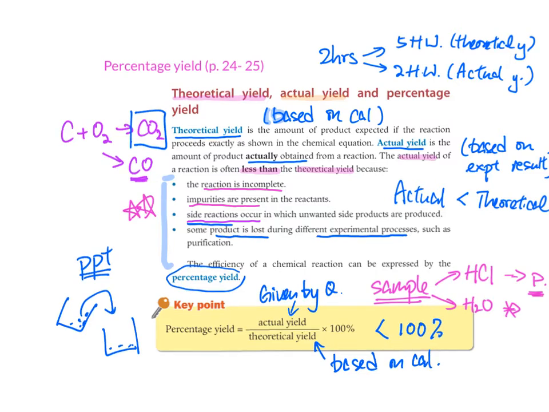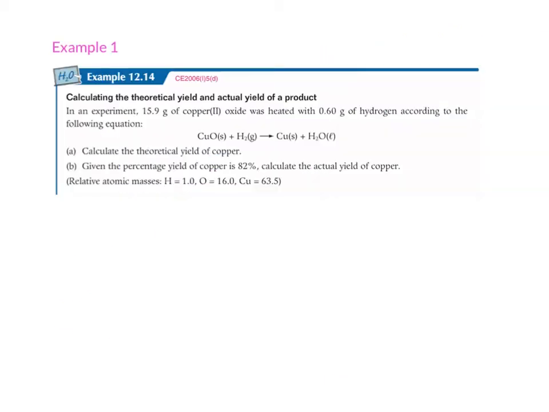So remember, you have to know how to calculate the percentage yield, and you have to know some of the reasons why the actual yield is smaller than the theoretical yield. So we'll just have one example. Example 12.14.